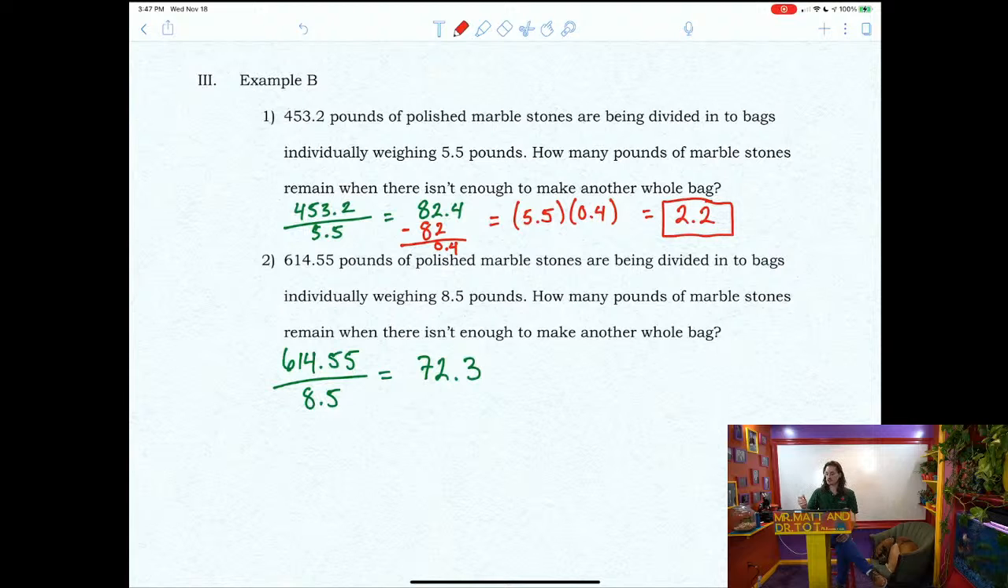And for number 2, same type of deal. We're not interested in the 72 because that represents the 72 whole bags that we could make. Instead, we're going to take 8.5 pounds per bag and multiply it by the 30% remainder that we would have left over. 8.5 times 0.3 is 2.55.